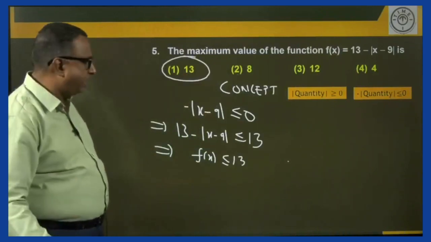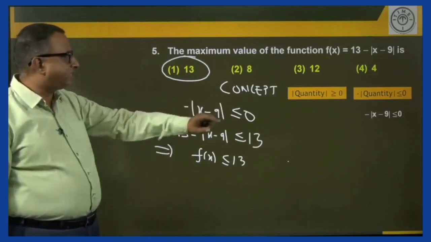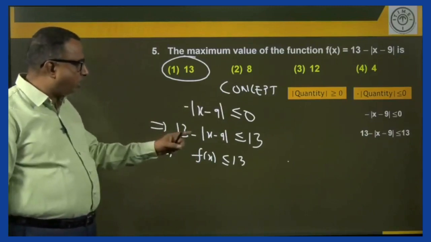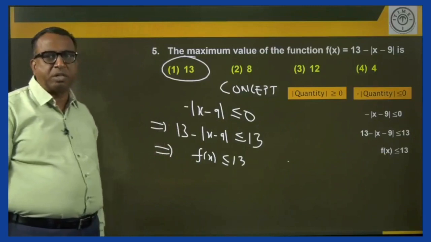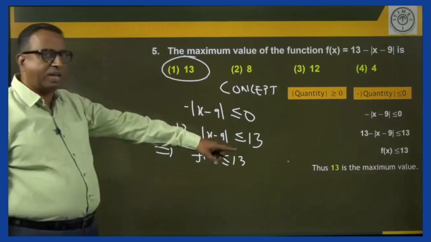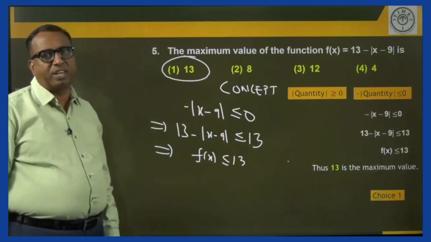I'll do the working once again. You can see minus of modulus of any quantity is always less than or equal to 0. When you add 13 on both sides, you get 13 minus mod x minus 9 less than or equal to 13. So f of x is less than or equal to 13. Therefore, 13 is the maximum value of the expression. Choice 1 is what we can freeze as the answer.